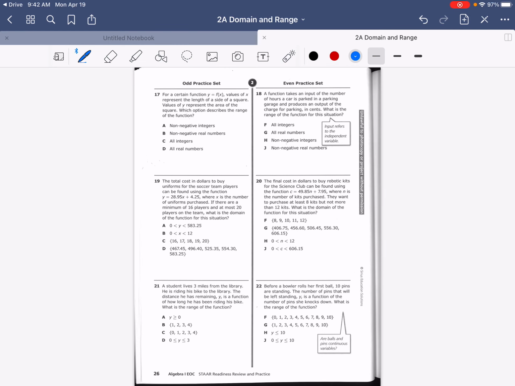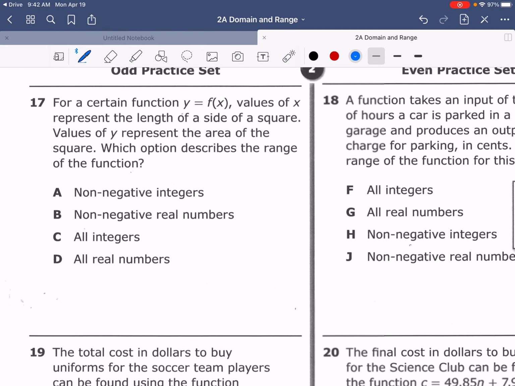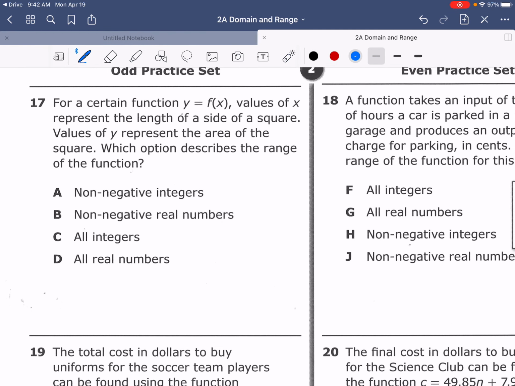Alright, we're almost done. 3 more questions to go. For a certain function, like this one, the value of x represents the length of the side of the square. So we have a square, x. This one does not look like a square, so let me draw it a bit nicer.